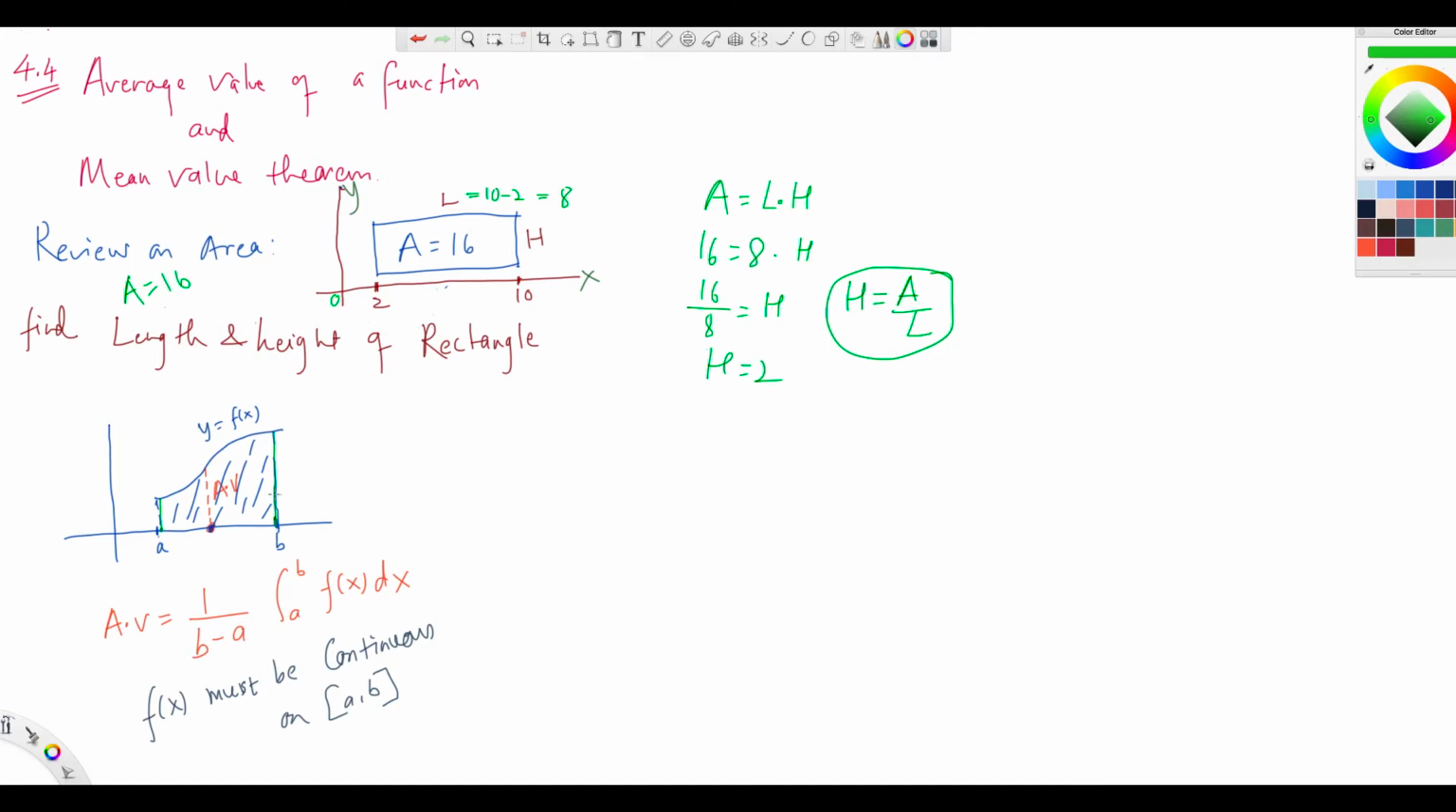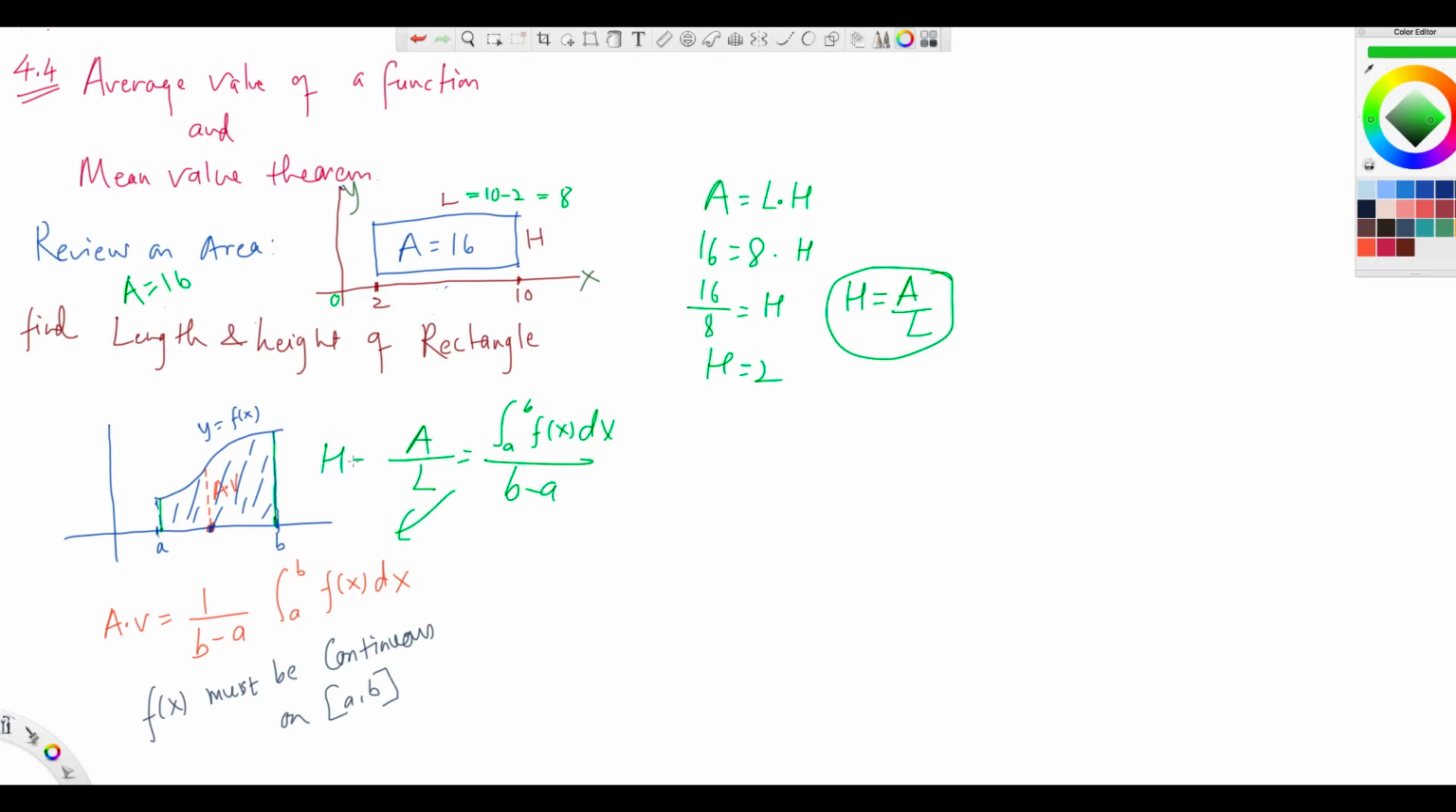You see that? So to find out the average height or the height of the function in that interval a to b, what we do is we find the area divided by the length, right? What is the area? Area is the integral, right? So the area is basically the integral from a to b of f of x dx. And what is the length of the interval? The total length is b minus a. So that will be b minus a. That's how I find out this formula.